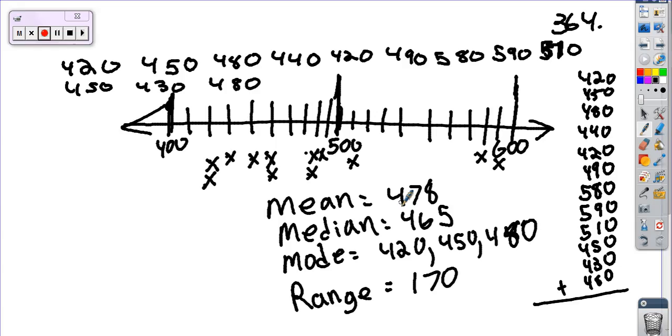Now, we don't have to do F, because F is just a whole new problem. All right, does that make sense though? If you're ever told to make a line plot, that's what you do. And then you can find the mean, median, mode, and range off of that. Okay? So lesson 53 for tomorrow.